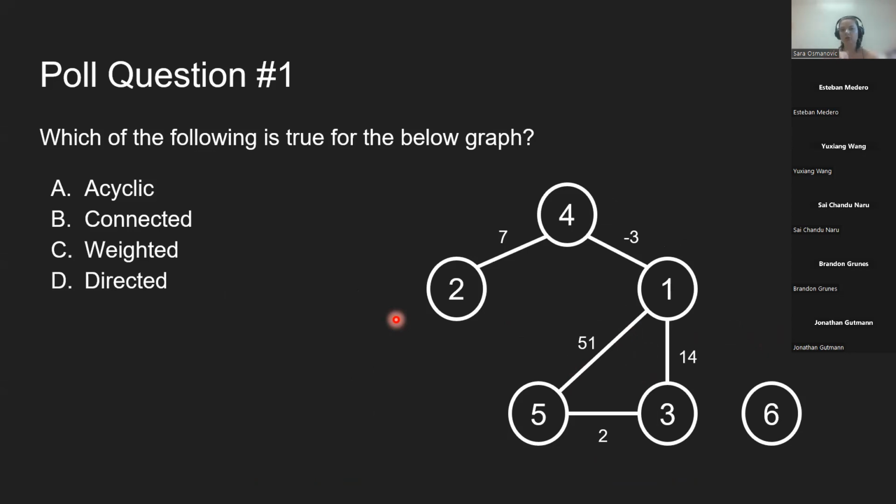Which of the following is true for the graph below? Is the graph acyclic or cyclic? Is it connected or not? Is it weighted or is it directed?